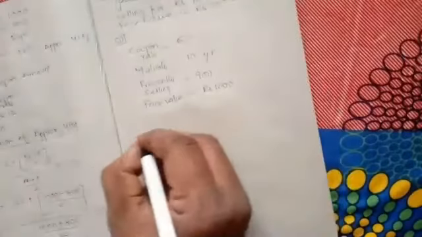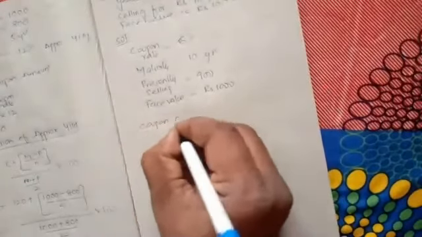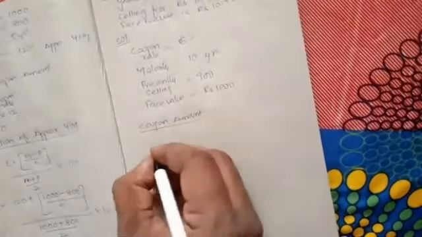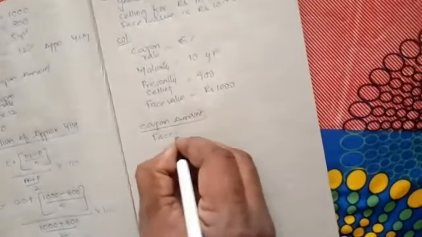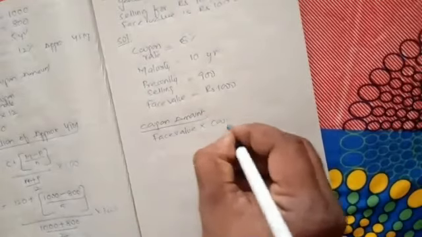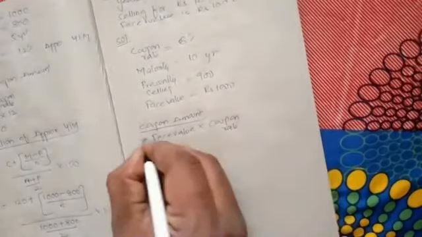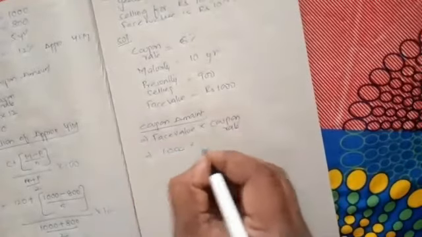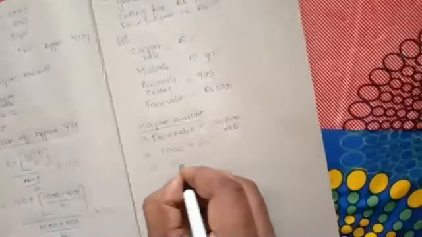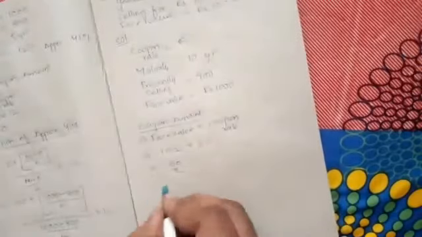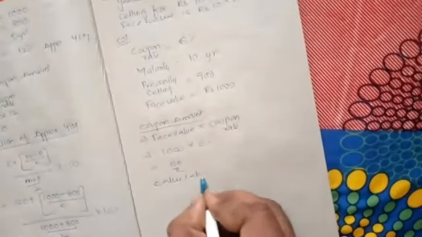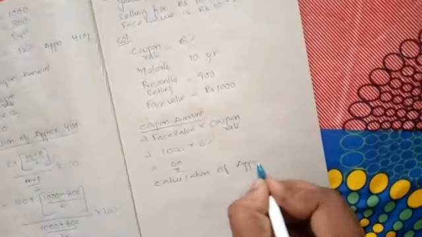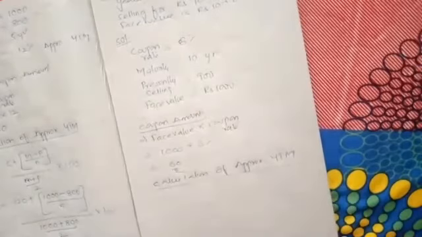Now find out the interest here, the coupon amount. How to calculate the coupon amount? That is face value into coupon rate. The face value is 1000 into 6%, that is nothing but 60. Now use the same approximate method here. Calculation of approximate YTM.